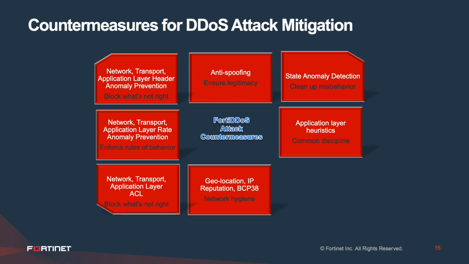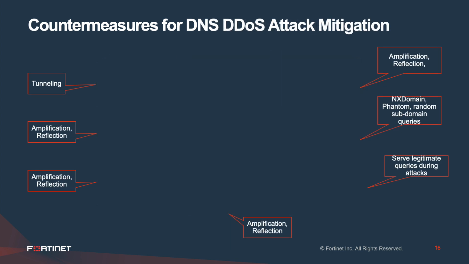And then we have application layer heuristics such as slow attacks and so on, which are blocked at layer 7. And then a very powerful feature called source tracking allows you to identify sources which are misbehaving and block them for a longer duration. That was, in general, DDoS attack mitigation.